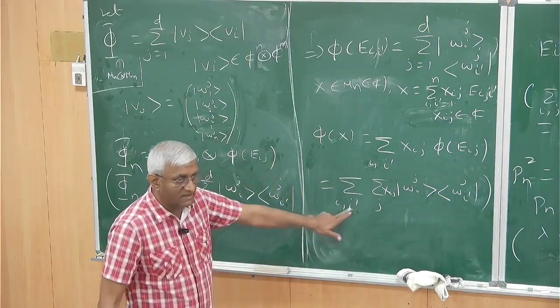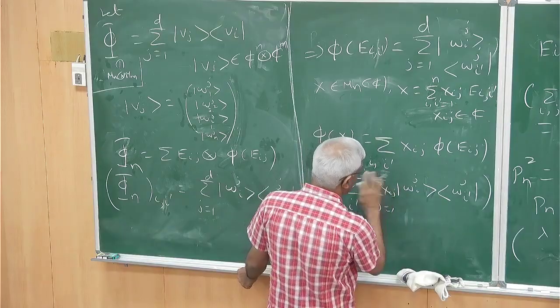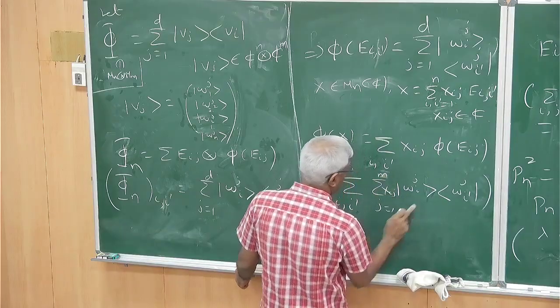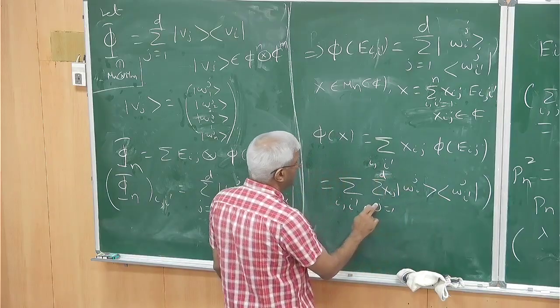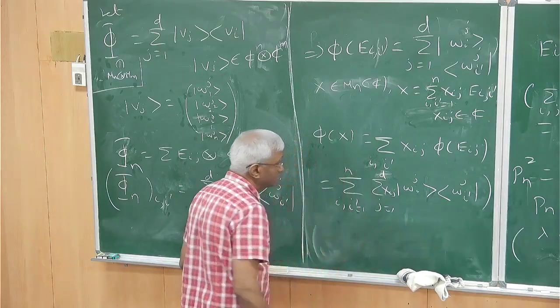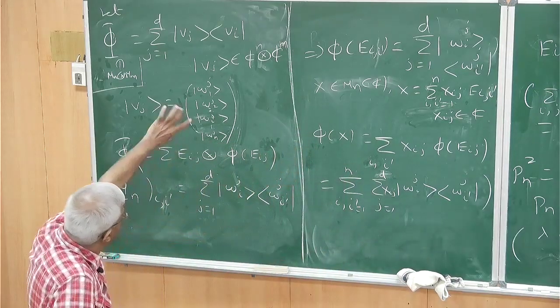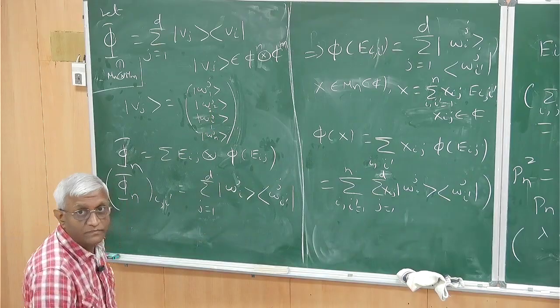There are three sums. I, j equal to 1 to n. Sorry, j is from 1 to d, and i is from 1 to n. D comes from the decomposition of that matrix phi.